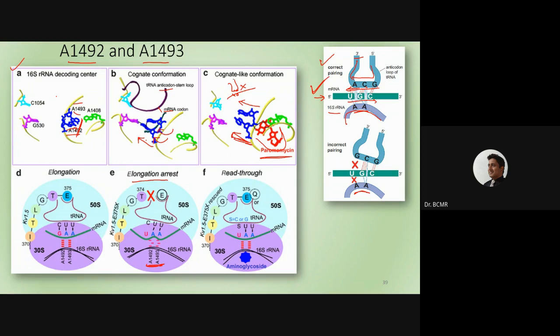As a result, the ribosome makes many mistakes. It's called misreading. Why is that misreading happening? Because this antibiotic has occupied this place, resulting in flipping out the two adenines like this. Okay, I hope you understood. If not, we will discuss in some other class as well.